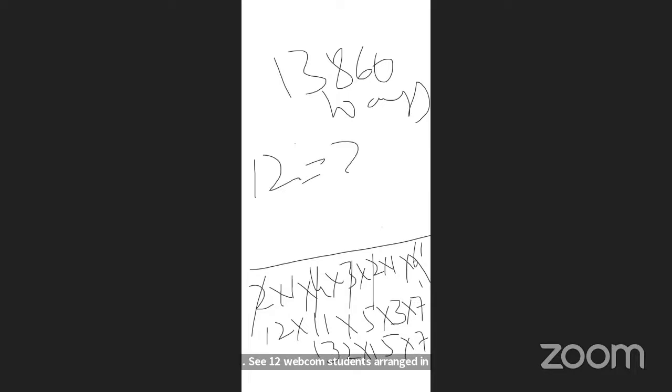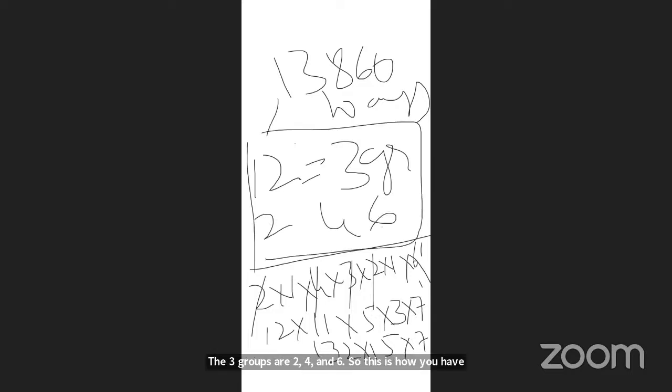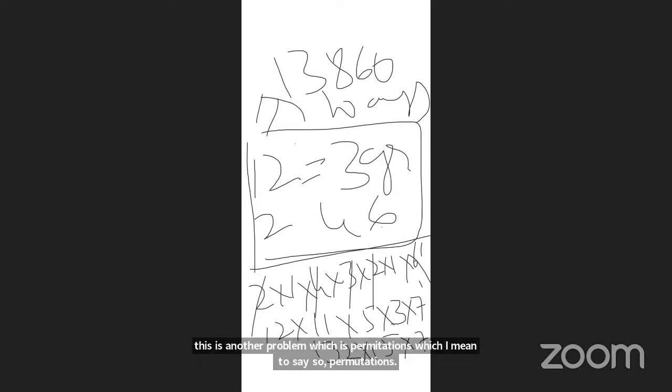The 3 groups are 2, 4 and 6. So this is how you have arranged them in 13,860 ways. So this is another permutation problem. In permutations, we worked out 2 problems, right? Now, the next, we will work out another problem.